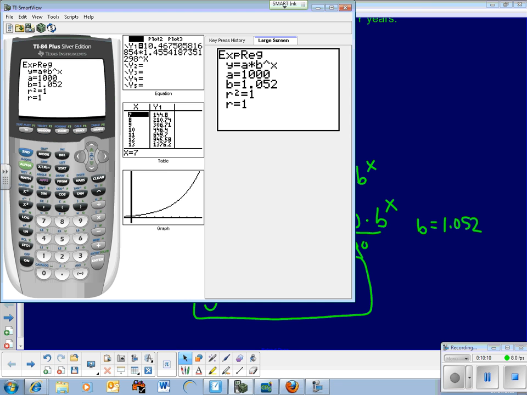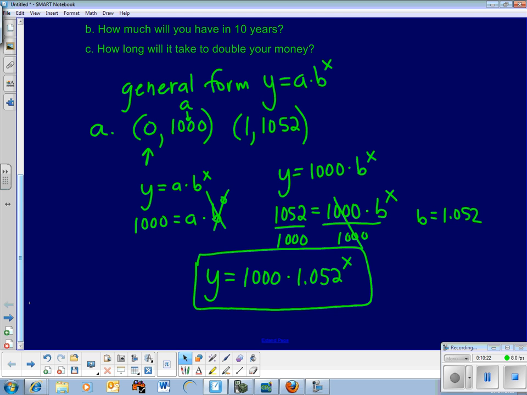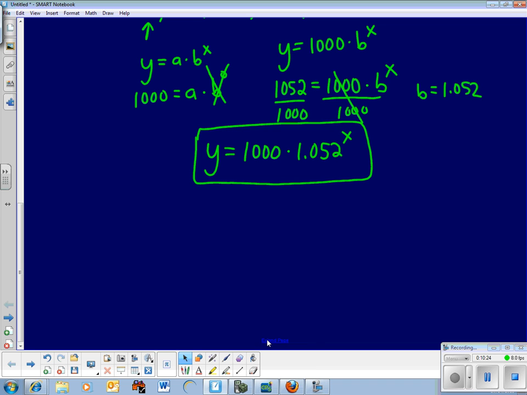So 1,000 times 1.052. And you can see it tells you even y equals a times b to the x. So it tells you what the equation should be. So that's another option. In this case, it wasn't that hard to solve for b, but the calculator is always a good possibility as well. All right, so part B, how much are we going to have in 10 years?